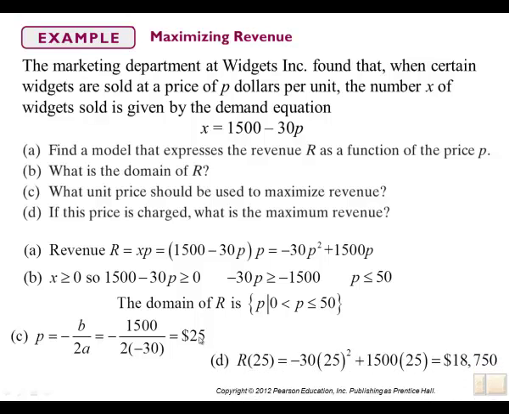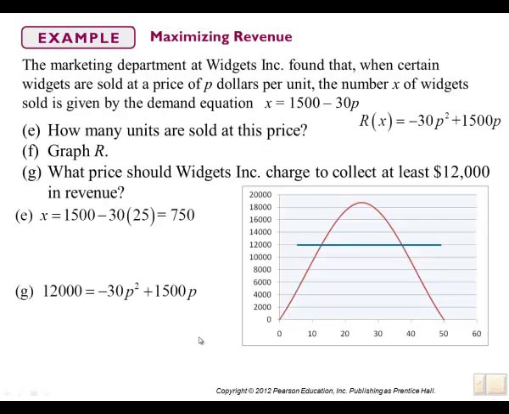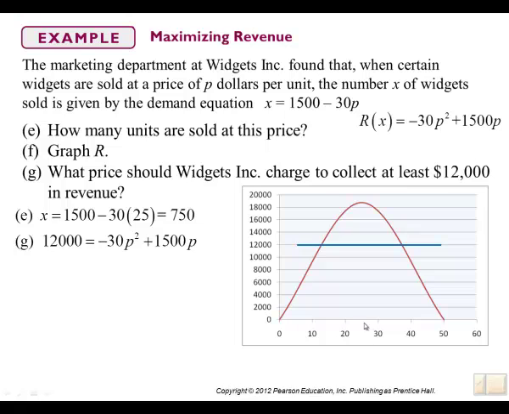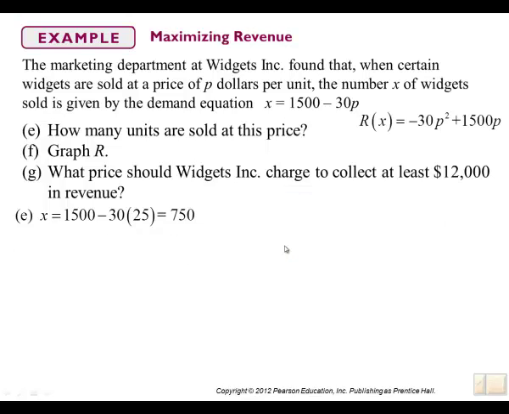So what that's saying is that at $25, which is right here, we're going to get a maximum value here, revenue. We're going to get a maximum revenue here. So if we charge $25, we're going to get maximum revenue. And let's see what that is.